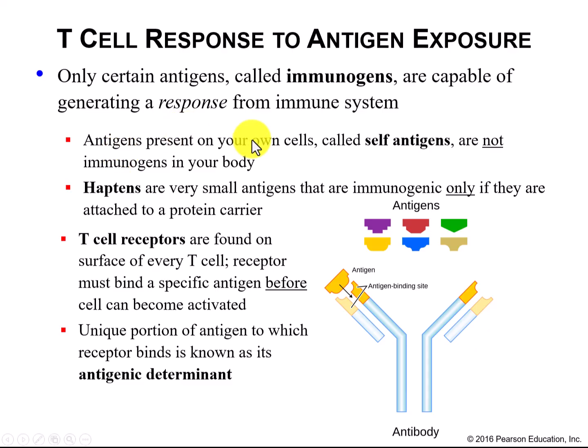The antigens that are present on your own cells are called self-antigens, and you do not want your immune system to react to those. If it does, then you have developed an autoimmune disease. And so the antigen will bind to an antigen binding site. It is very specific, lock and key, but you have to have a cell become activated to the antigen before this will happen. And so that particular portion of the antigen is known as our antigenic determinant.